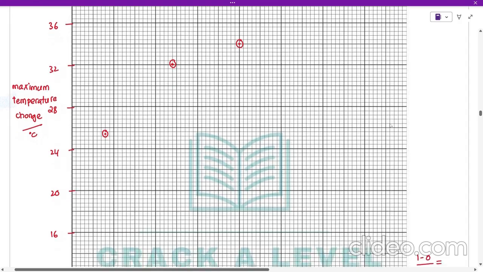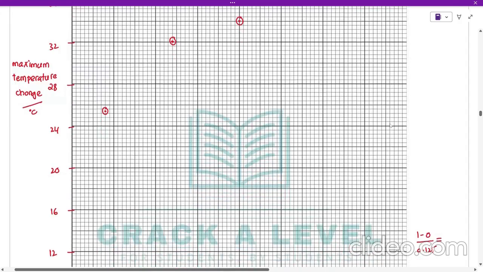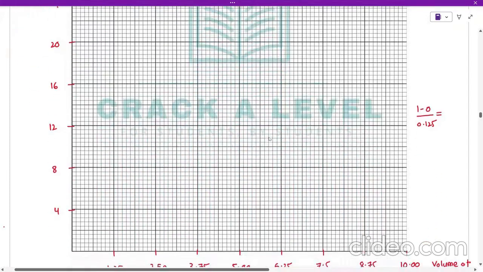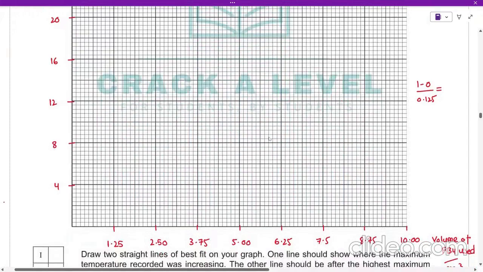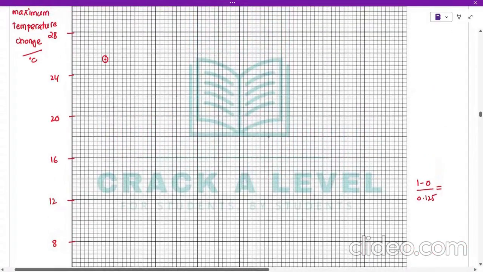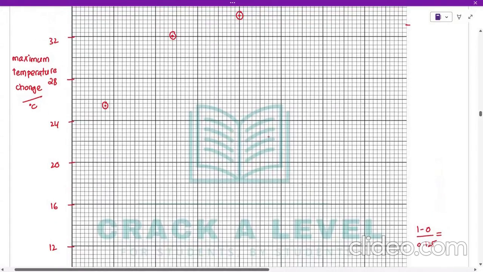33 will be between 34 and 32, so it will be a bit at this point. So where is 7? 7.5, so 7 minus 6.25, divided by 0.125, it will be 6 units from the 6.25 mark, and it will be about this point.